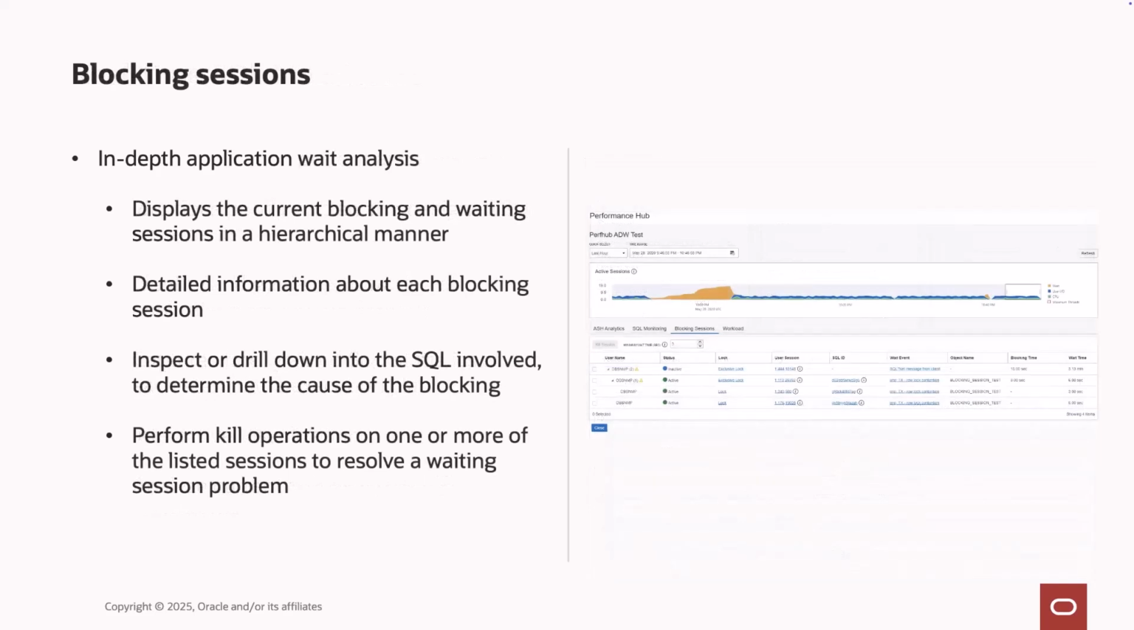We also provide these blocking session details. So we show a tree view of which sessions are blocking which sessions. If you have multiple locks, you can see that we provide the specific wait event associated with the lock, the amount of time it's blocking, and then the wait time that it's been waiting.